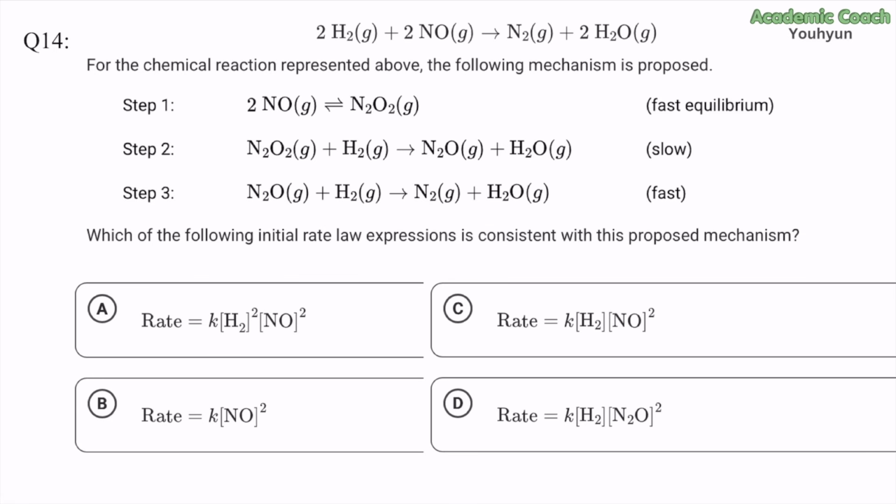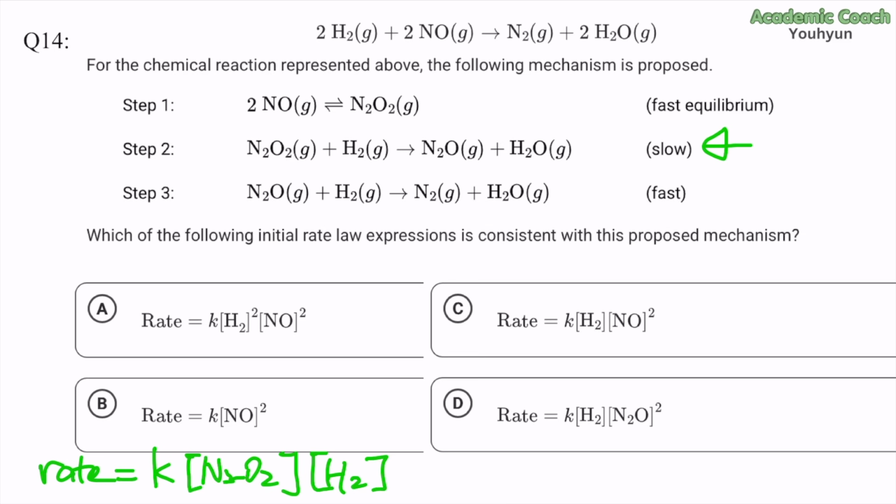Next, for the chemical reaction represented above, the following mechanism is proposed. Which of the following initial rate law expressions is consistent with this proposed mechanism? Again, step 2 is the rate determining step. So I can easily write the rate law as K times the concentration of N2O2 to the power of 1 times the concentration of H2 to the power of 1. The problem is N2O2 is not a reactant.